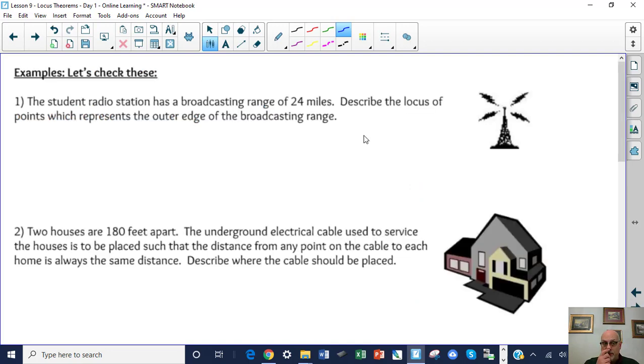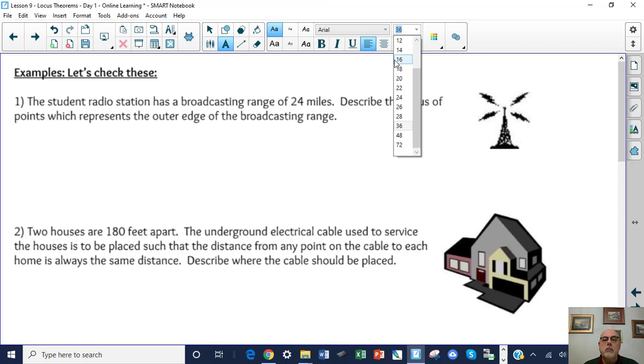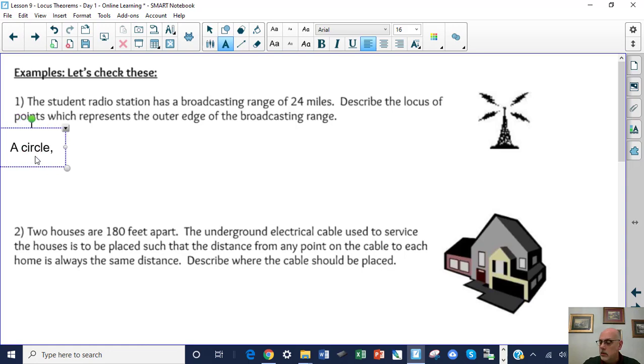Let's take a look at a practice problem. This example rather. Radio station has a broadcasting range of 24 miles. Describe the locus of points that represents the outer edge of the broadcast range. Well, that will be a circle. Radius 24 miles. That's a set of all points that represents the outer edge of the broadcasting range.